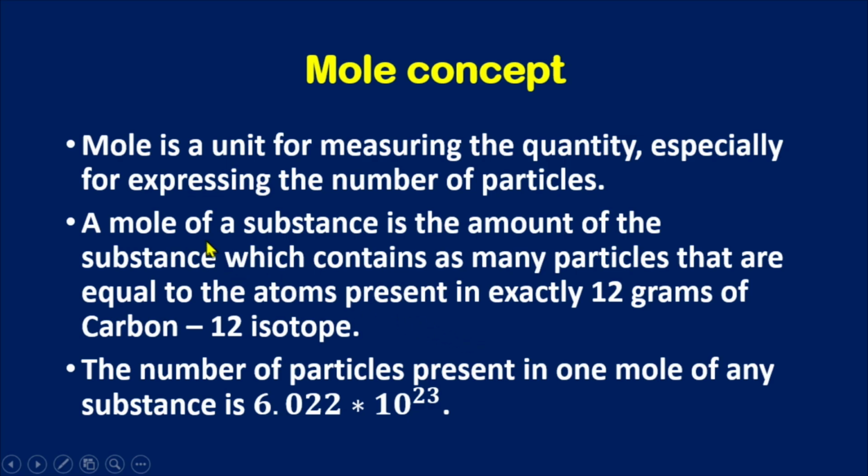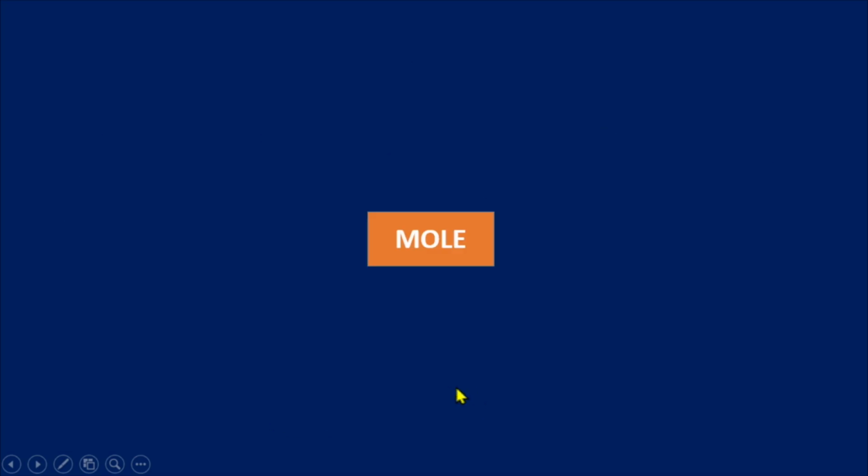Children, now let us come to an important concept called the mole concept. Mole is a unit for measuring the quantity, especially for expressing the number of particles. A mole of a substance is the amount of the substance which contains as many particles as there are atoms present in exactly 12 grams of carbon-12 isotope. So this is a number children, it represents the number of particles present in a substance. The number of particles present in 1 mole of any substance is 6.022 into 10 to the power of 23. This number is called Avogadro's constant. Let us try to understand it children.